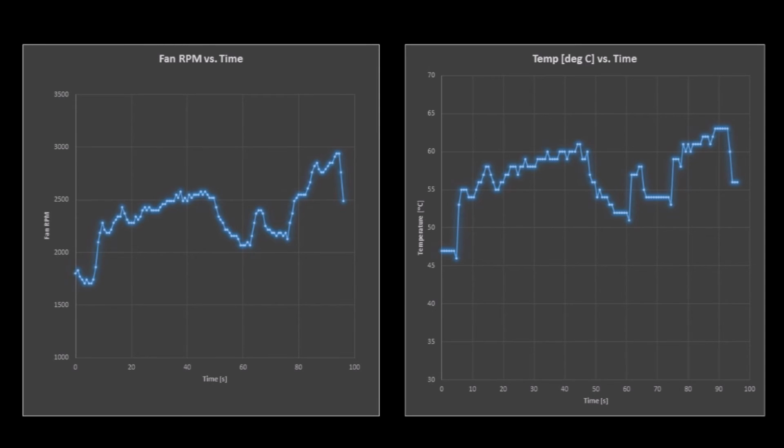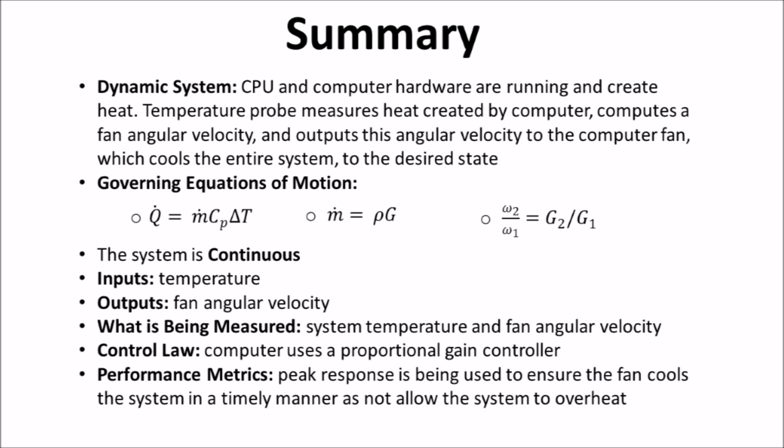Using one of our own computers, we plotted the temperature of the computer as well as the fan angular velocity as time progressed. Notice that as the temperature of the computer increases, so does the angular velocity of the fan, demonstrating the feedback control system the computer is using to make sure the computer stays cool. Shown are some general characteristics about the system and how it is controlled.